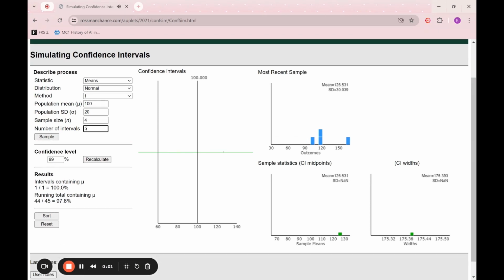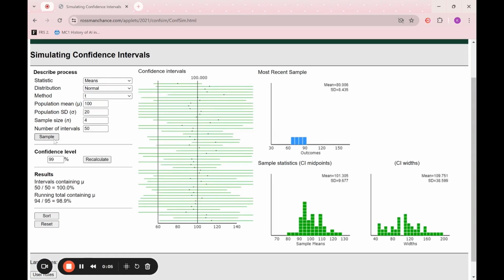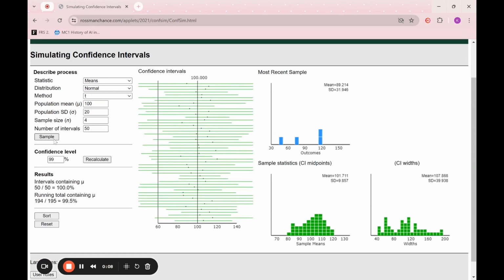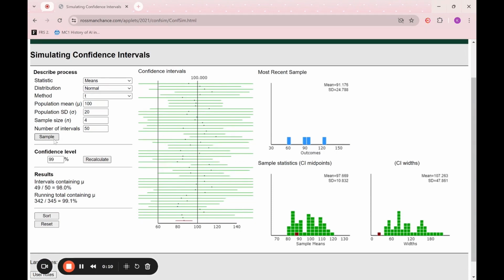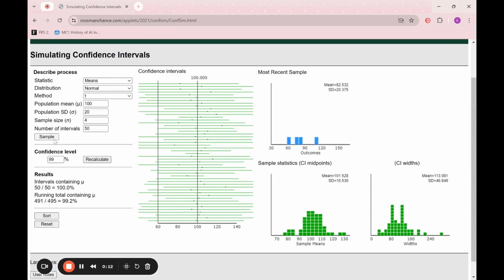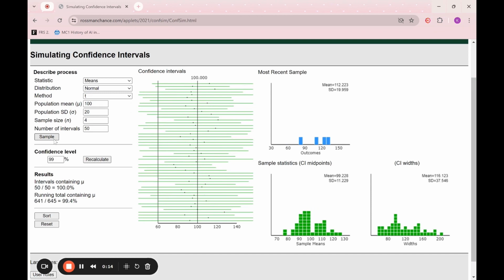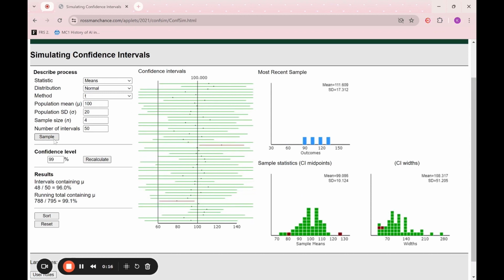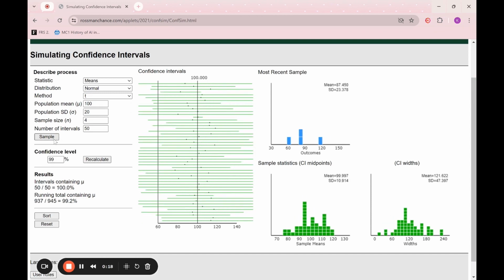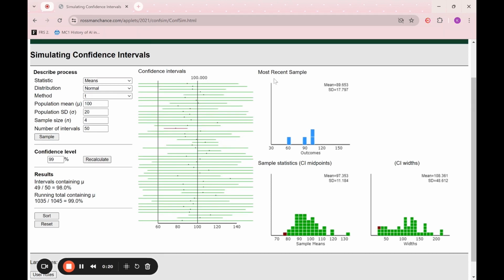There was only one time. Now we're going to change the number of intervals to 50, and do the same thing. Bingo, bingo. Bingo, bingo, bingo, bingo. And we did that 20 times.